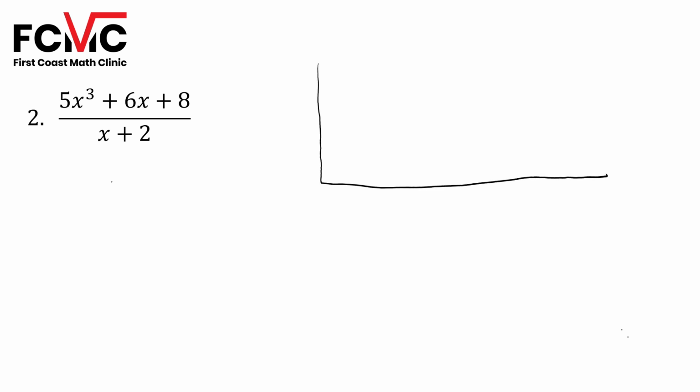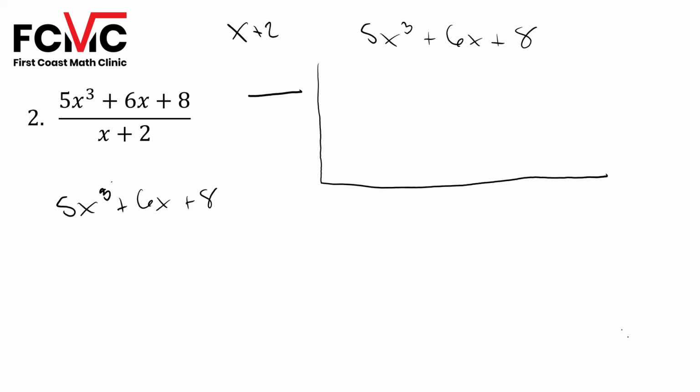We know that the outside term is going to come from the x plus 2, and the inside is going to come from the 5x to the third plus 6x plus 8. Now we actually need to look at this 5x to the third plus 6x plus 8 a little bit closer, right? Let's look at the powers in particular. We've got x to the third and then x to the first, and we have to have consecutive descending powers, right? So we can't just go 3 and then 1. We have to have an x to the second in here as well, right?